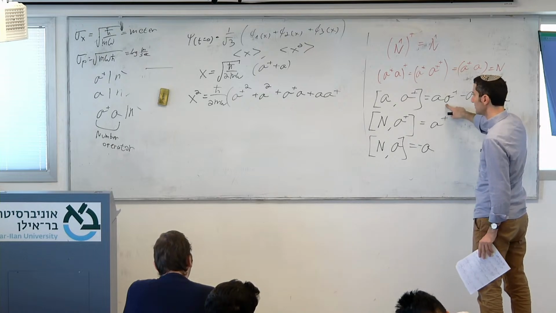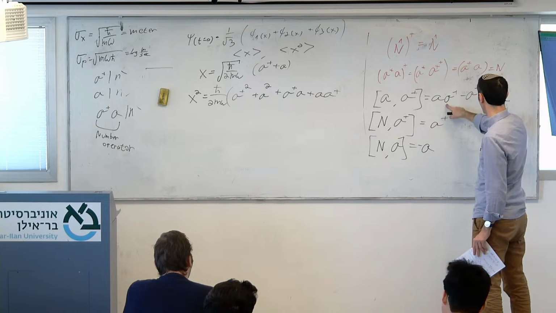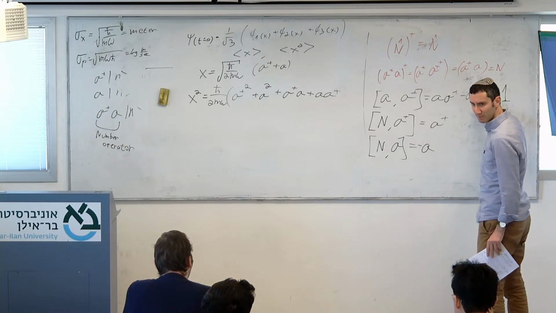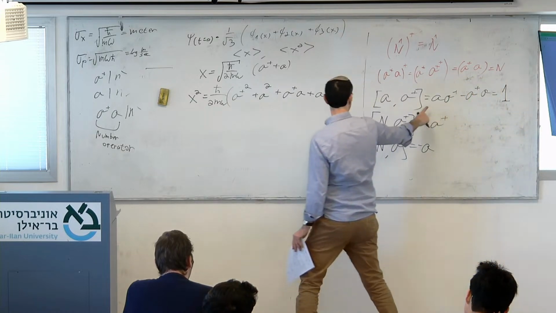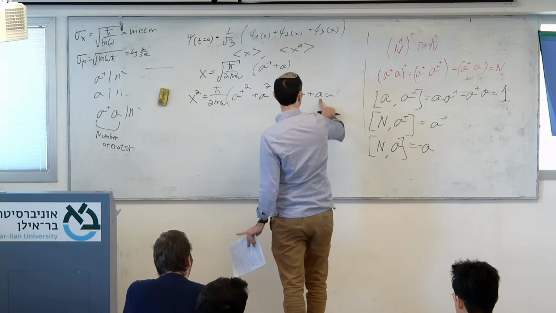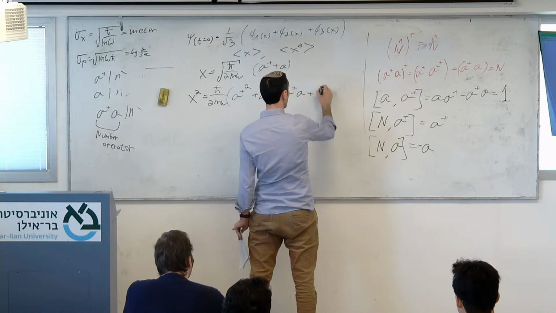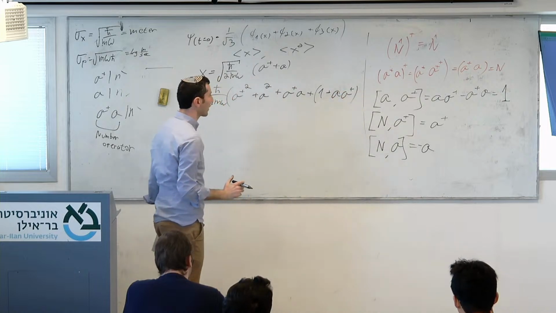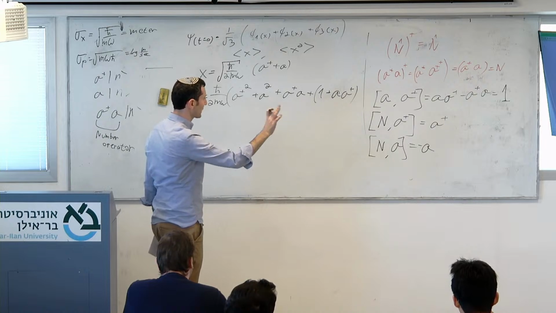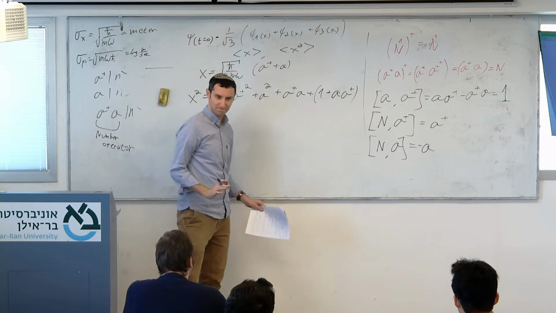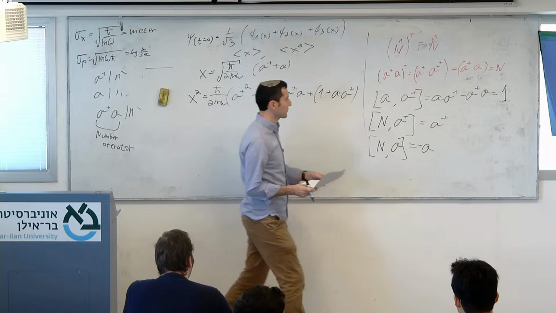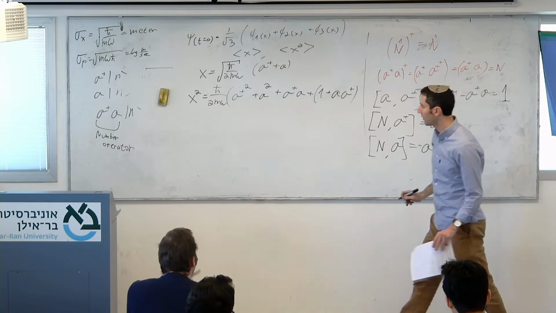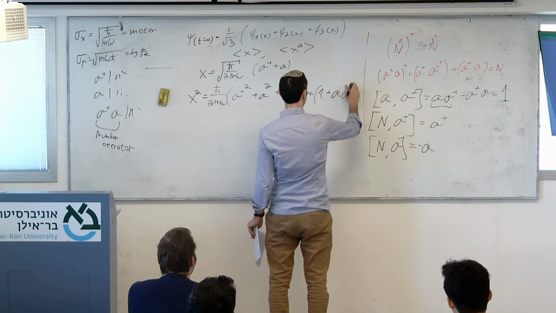Now instead of A A dagger, wait a second, which one of those is the number operator? This one is a number operator, right? So this one's easy. This one I don't like. Instead of A A dagger, I can write 1 plus A dagger A. Is this okay? I use this relation here. I isolated this by moving this to this side. Of course, this was the whole point. Thank you.